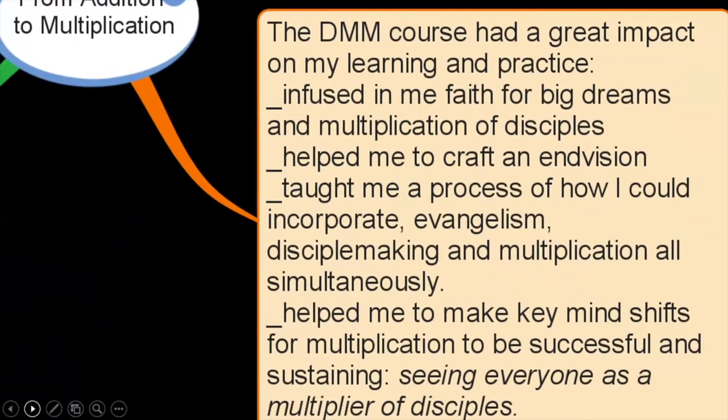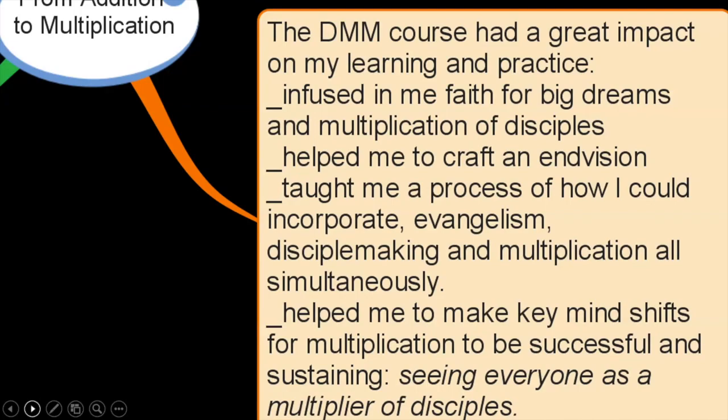The Disciple Making Movement course had a great impact on my learning and practice. Firstly, it infused in me faith for big dreams. It just stirred faith in me for multiplication of disciples. Secondly, it helped me to craft an end vision. The end vision is so important because it keeps me focused and keeps me on track. And interestingly, it fires up my enthusiasm. My end vision is to see a DMM group in every town and city and village of this nation. Now that really excites me.